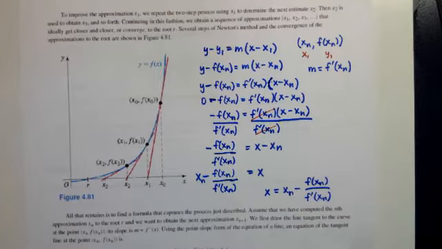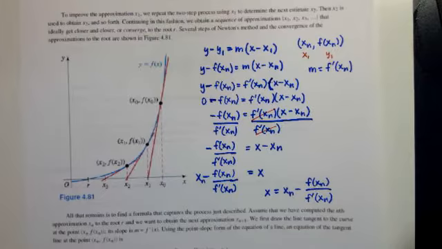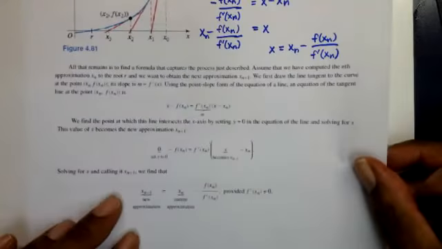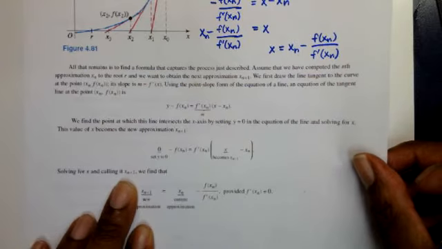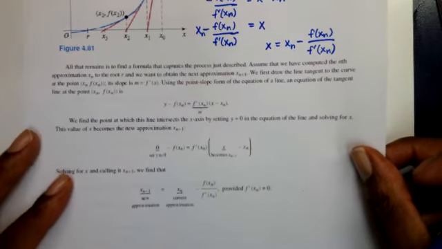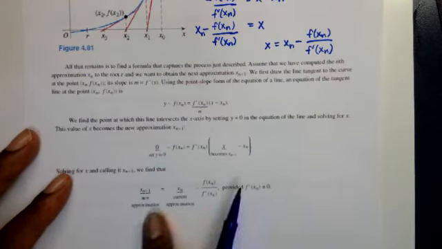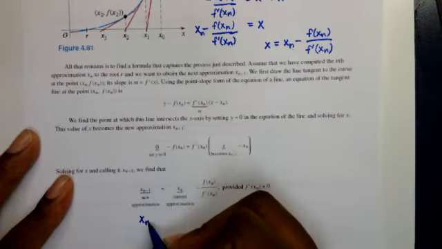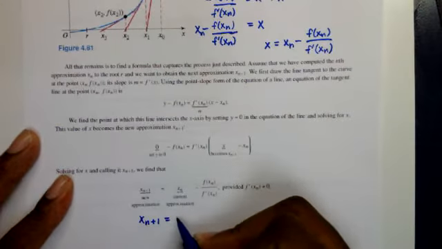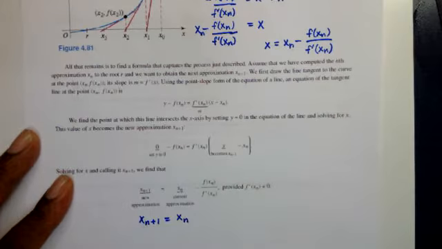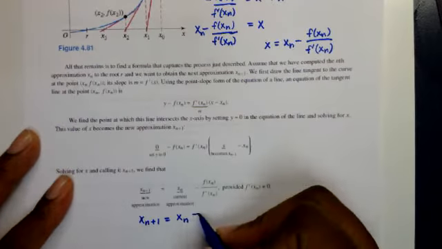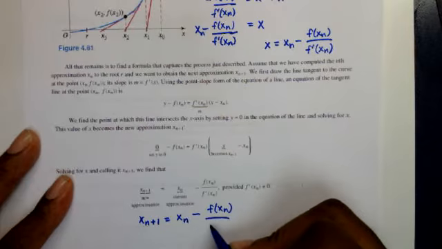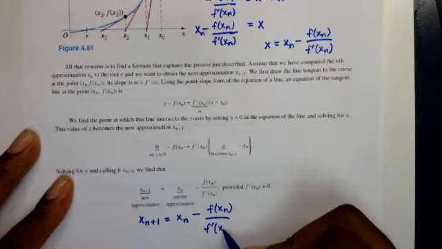Okay. Now, if I want to call this x sub n plus 1, I would end up with this. And I'll write this out as x sub n plus 1, and that's equal to x sub n, which is the current approximation, minus f of x sub n divided by f prime of x sub n.